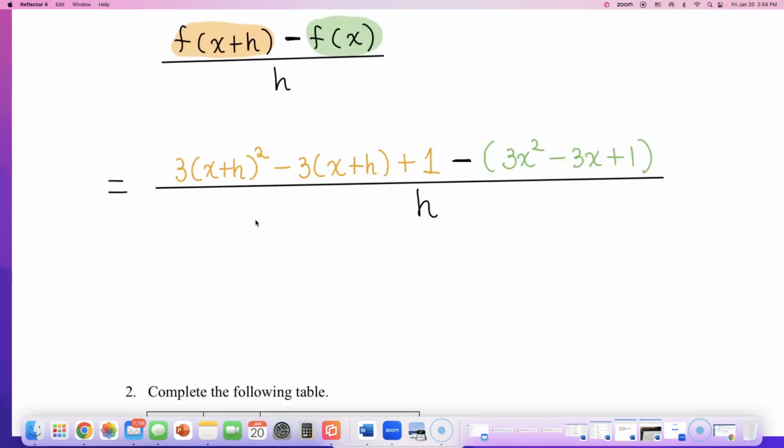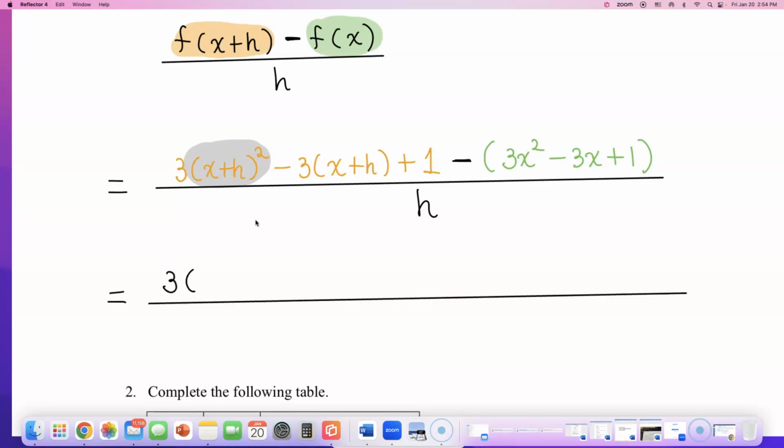I think I will talk about this during class, but this part right here, x plus h squared, I do want you to know that is x squared plus 2xh plus h squared. If we have that memorized, we don't have to FOIL it out every time. So remember, x plus h squared is x squared plus 2xh plus h squared. If you FOIL it, that's what you're going to get.